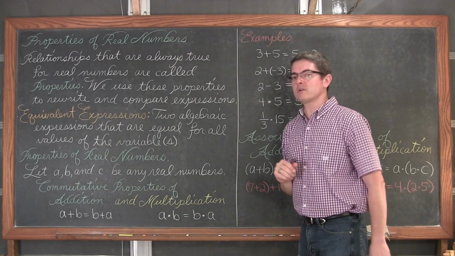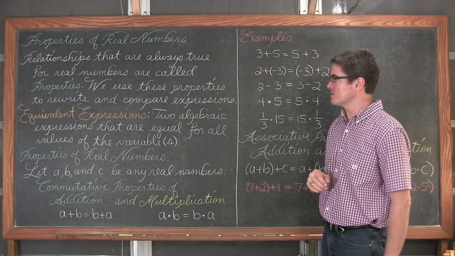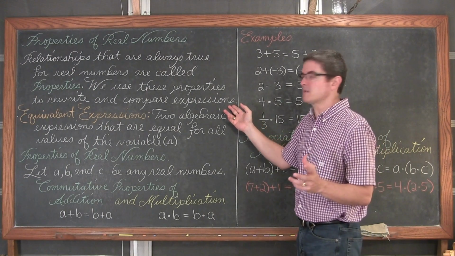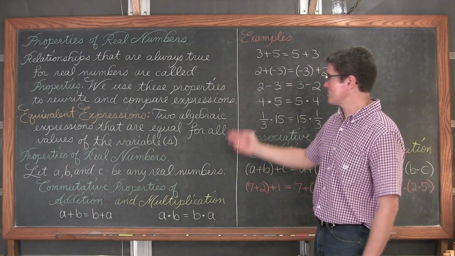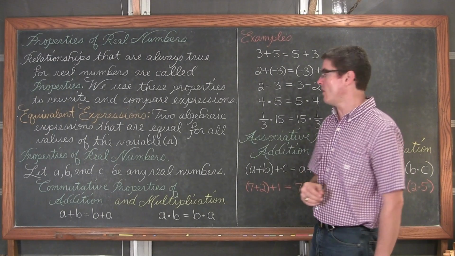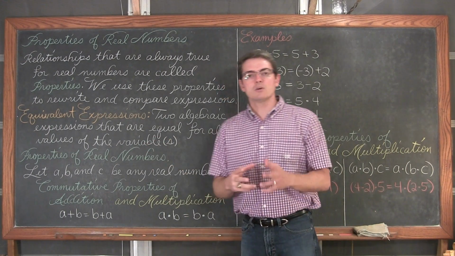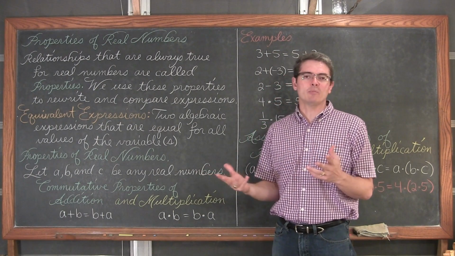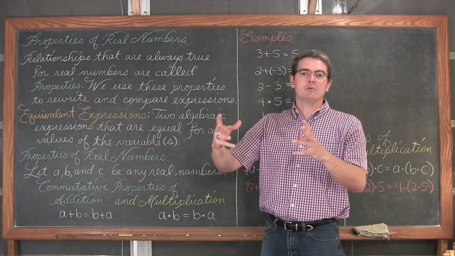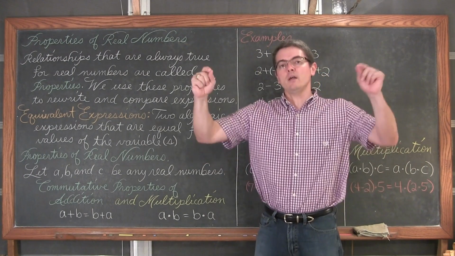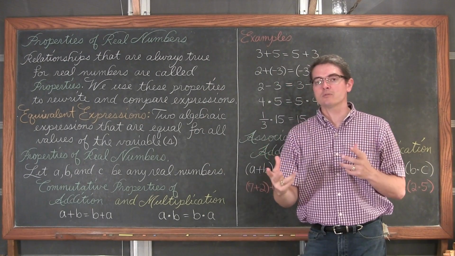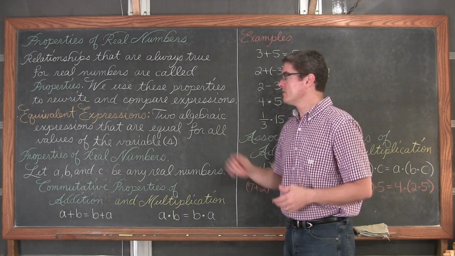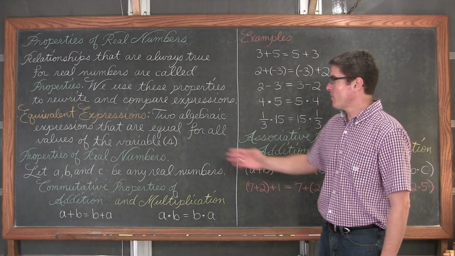So we use these properties to rewrite and compare expressions. That comparison of expressions is what I'm talking about with deductive reasoning. Equivalent expressions are two algebraic expressions that are equal for all values of the variables. I'll give you an algebraic example, or two of them, and regardless of what numbers you plug into those two expressions, you will get the same numerical answer. Those are equivalent expressions.